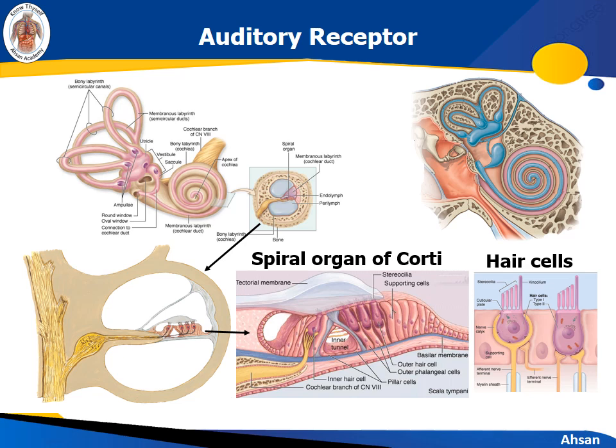So all these receptor cells take these mechanical signals and convert them to a nerve impulse. This impulse passes to the cell bodies present in the wall of the bony labyrinth, and this is the spiral ganglion. Cell bodies are present in the spiral ganglion. The central process makes the cochlear nerve, and this cochlear nerve goes to the brain.